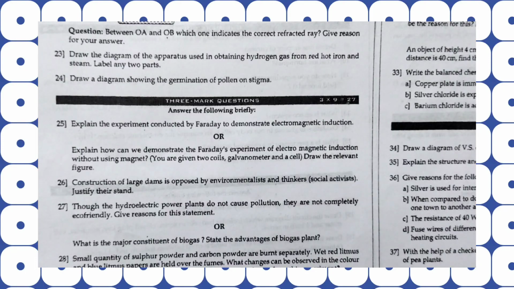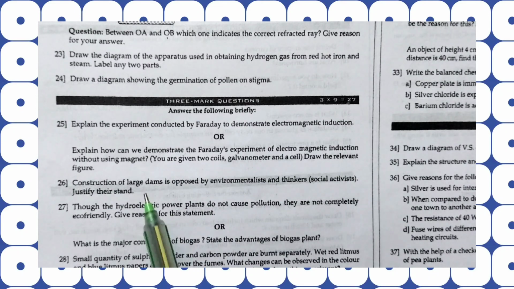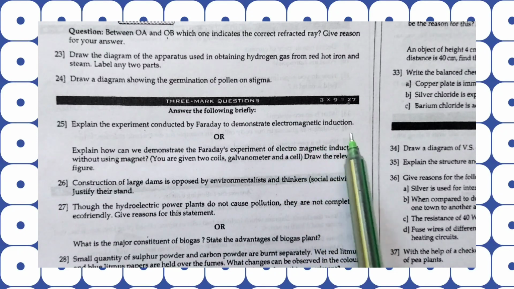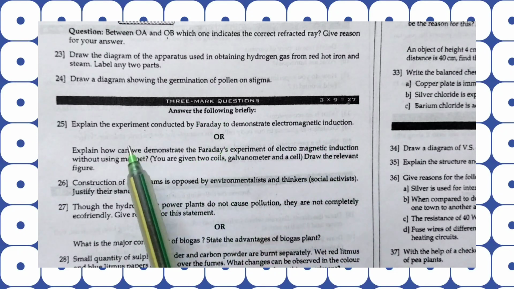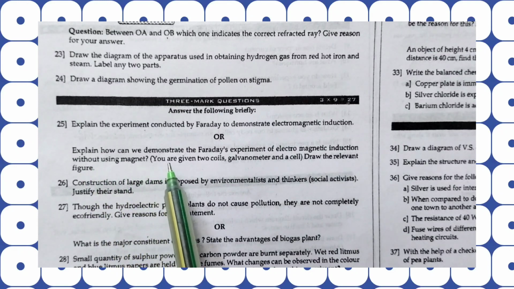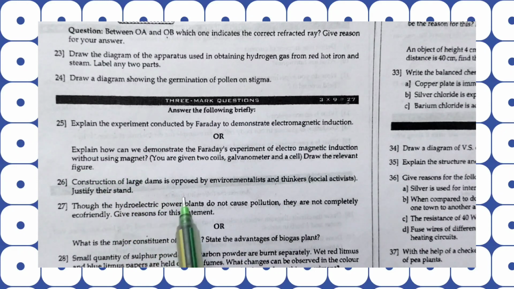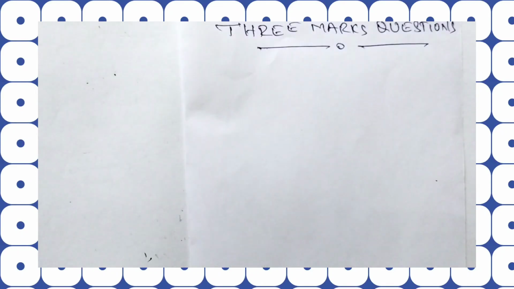Thank you. Hi everyone. In this video we are going to answer Science Practice Paper number 11. In that, the 3 marks question, that is the 25th question: Explain the experiment conducted by Faraday to demonstrate electromagnetic induction. There is one more question: explain how we can demonstrate Faraday's experiment of electromagnetic induction without using a magnet. You are given two coils, a galvanometer, and a cell. Draw the relevant figure. Now let us answer both the questions. Let us answer the first question.